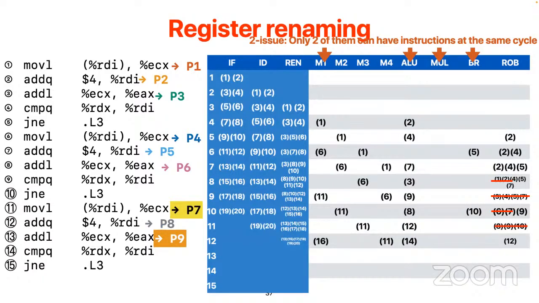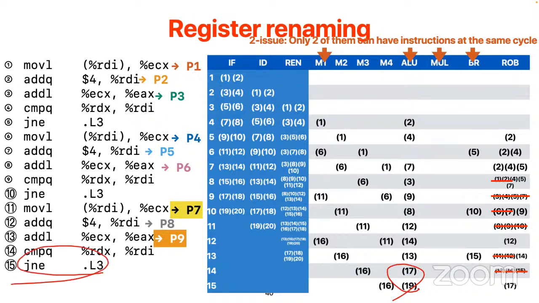So if you draw this figure, keep drawing, right? This is what it looks like at the end, right? So it takes 15 cycles to have 19 instructions being executed, right? Or if you just look at 15 instructions, right? It actually takes 13 cycles to have all 15 instructions being executed, right? Question? Okay.